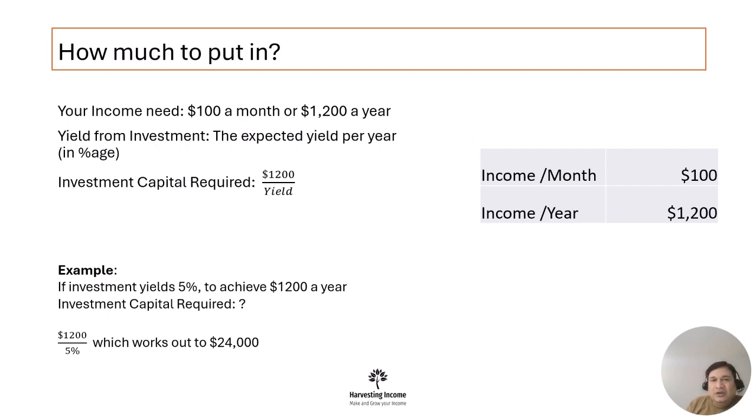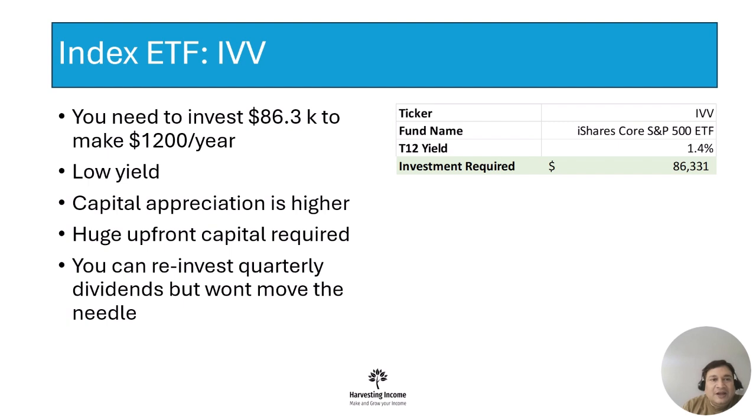So let me go to the real examples. We have already seen the previous scenarios at different yields. As the yield goes higher, the investment required goes lower. You're all familiar with that. Now I'm going to give you real examples one by one. The first one is IVV, the iShares Core S&P 500 ETF, which is the S&P index ETF. That's the name of the fund, and this fund has a 1.4% dividend yield.